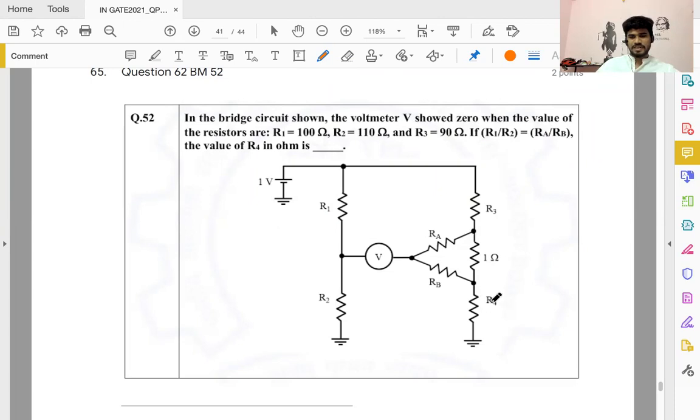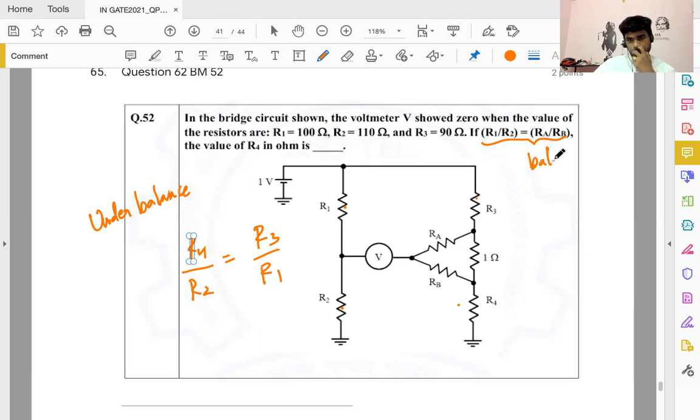So the idea is we are trying to find R4, right? R4 by R2 equals R3 by R1. This by this is this by this. So this is under balance. And how do we know it's balanced? It says balanced. Okay. And so this is given, this is given, this is given. All you have to find is R4.